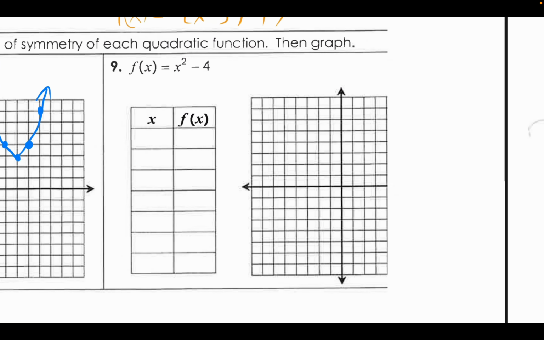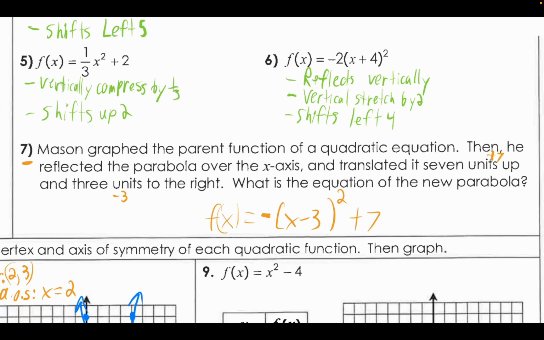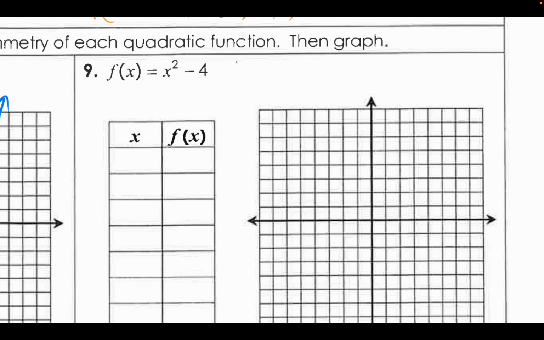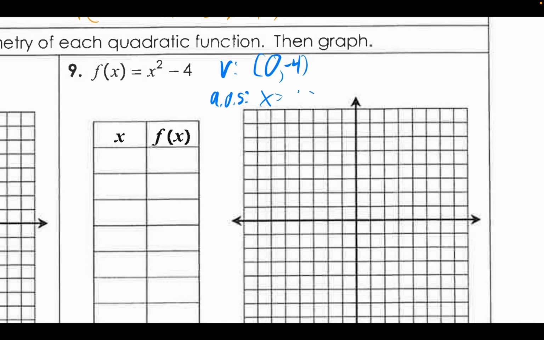On to number 9 here. Oops, moved page. I did it by accident. The vertex of this, starting there, as well as the axis of symmetry. The vertex is whatever our horizontal movement is. Nothing is being added or subtracted with x inside of a parenthesis, so it's 0 movement on the left and right. But we are moving 4 down, so it's -4. And the axis of symmetry is x equals this number, 0.